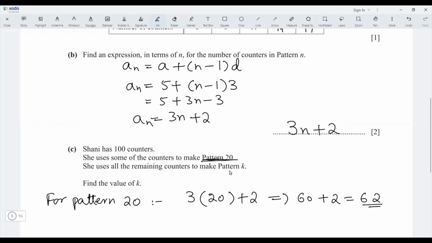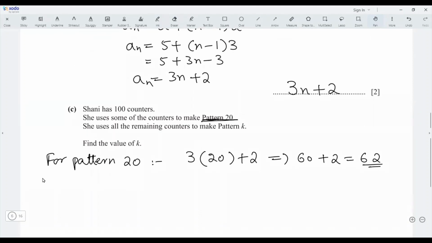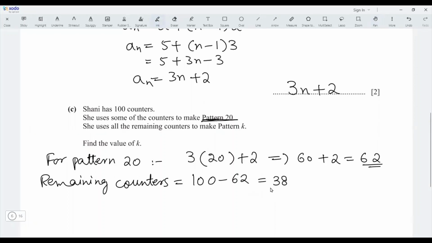So we have to find the other pattern for which the remaining counters must be used. The remaining counters are 100 minus 62. The answer is 38. So 38 is to be used for finding the value of k.